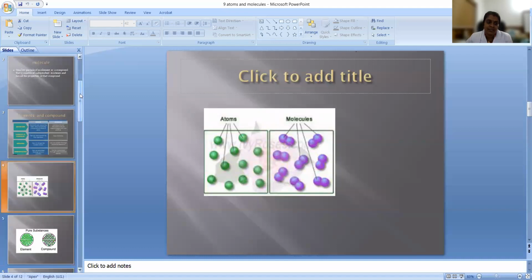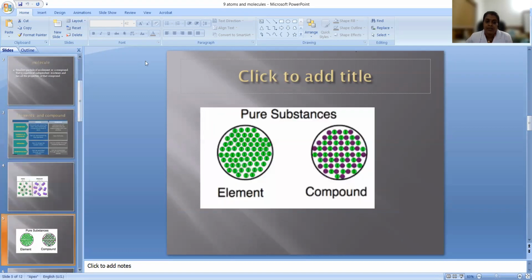Now next, let us see what is the difference between a pure substance and a mixture. Pure substance means it consists of only one type of particle, right? So an element consists of only one kind of atom. Element means only one kind of atom should be there. A compound consists of more than one type of atom, even then it is pure.